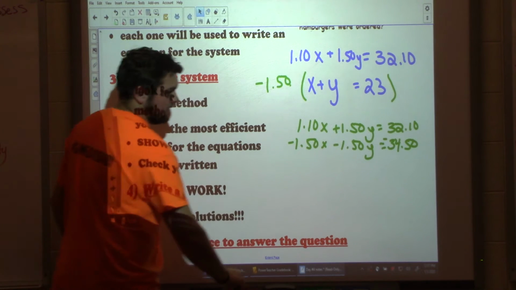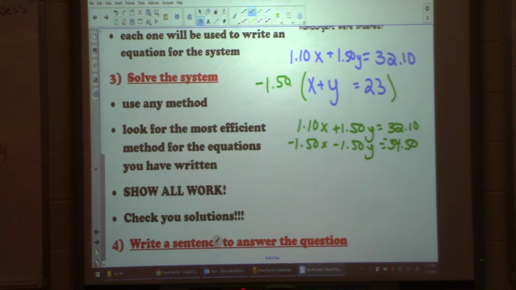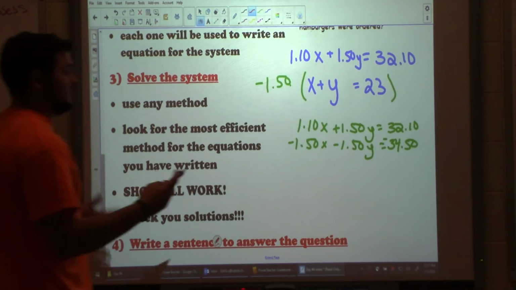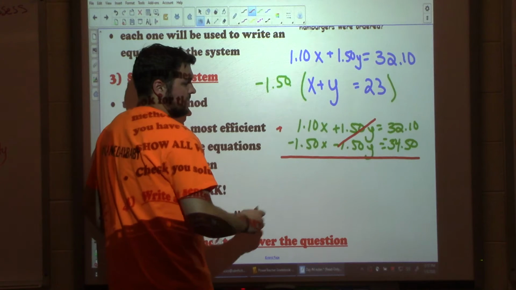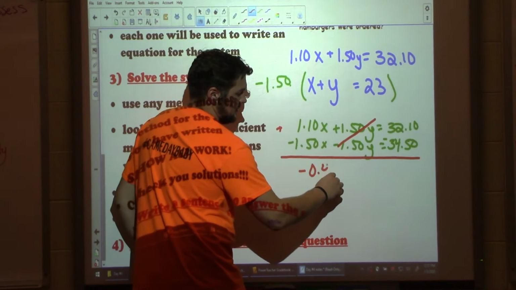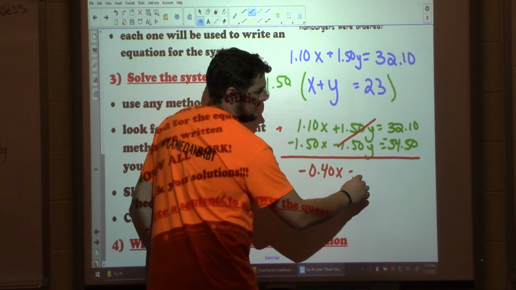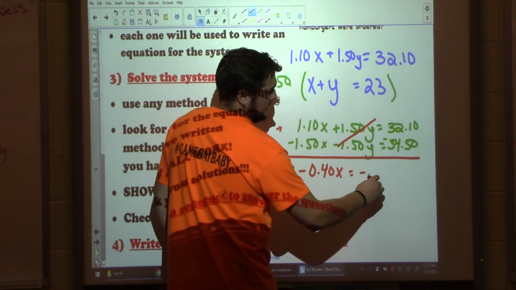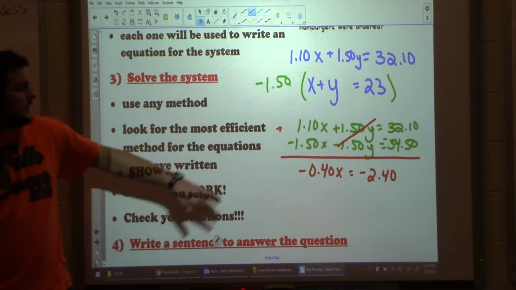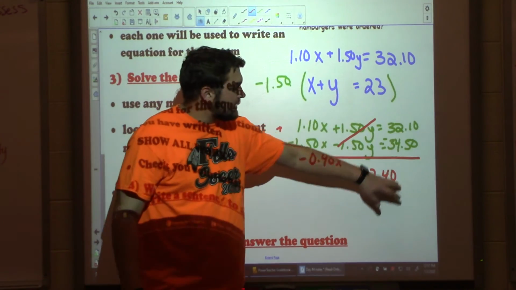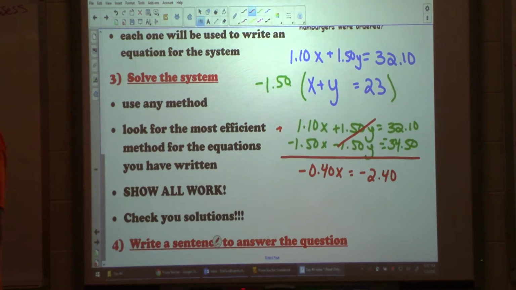Alright. So, once I've got opposite coefficients, I'm going to add them together, right? So I can eliminate a variable. In this case, my y's get eliminated. I'm left with negative 0.40x equals negative 2.40. Right? Add my x's, add my constants at the end, and then what do I do?